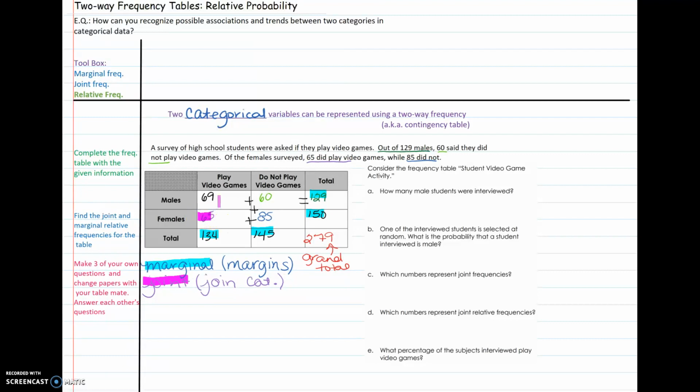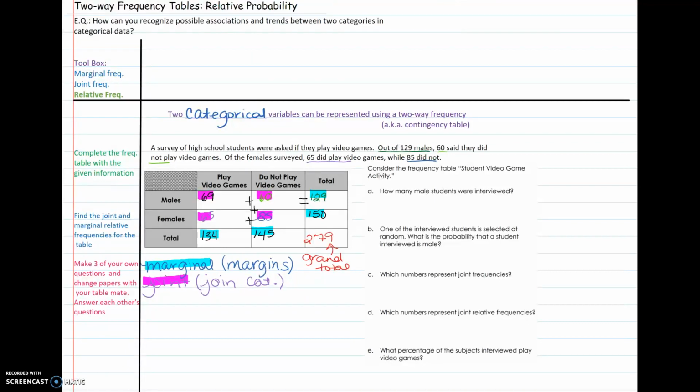All right, so joint, again, females who play video games. It joins two different categories. Male or female, video games or no video games. So it joins categories. Now, find the joint and marginal relative frequencies. These are called relative because they are relative to the total. It's out of what? It's out of the whole thing, that grand total.